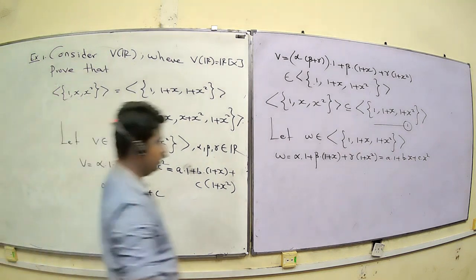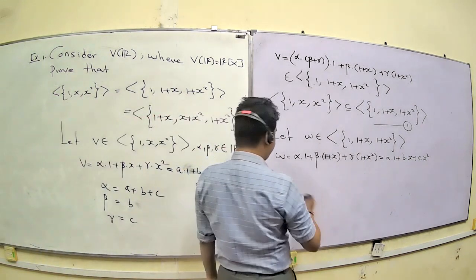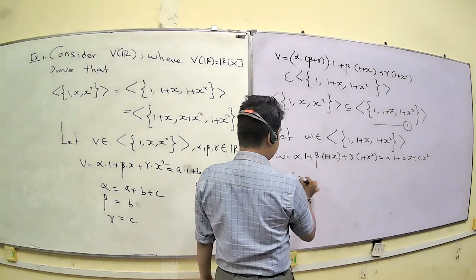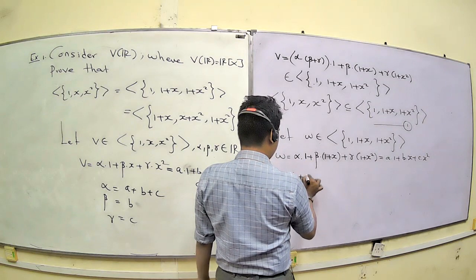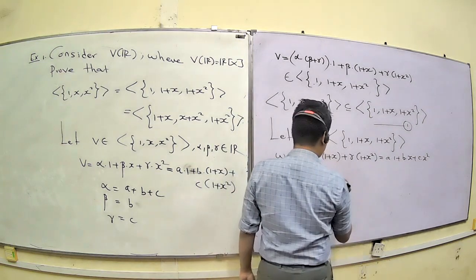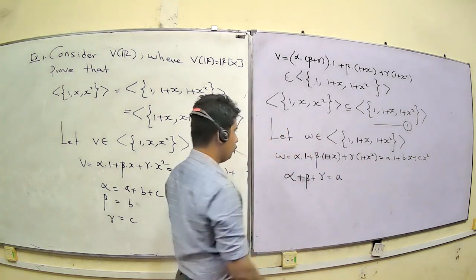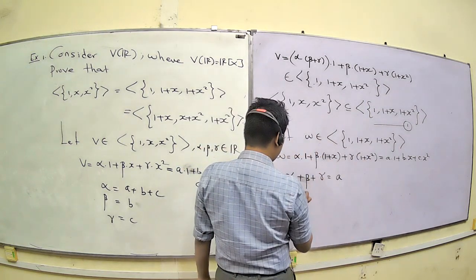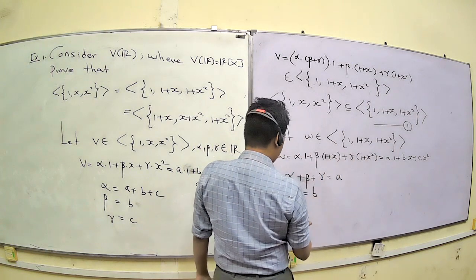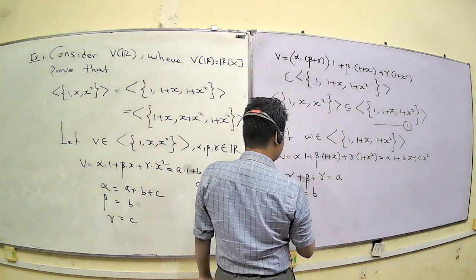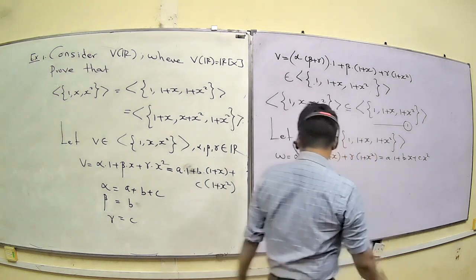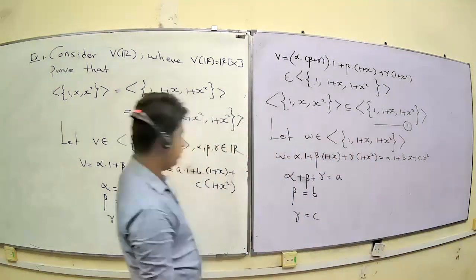So first, equating the components. The component of vector 1 here is alpha plus beta plus gamma, and the coefficient is A. For the x component here it is beta, and that part is B. For the x squared component it is gamma, and here x squared is C. So we found A, B, C values, right?